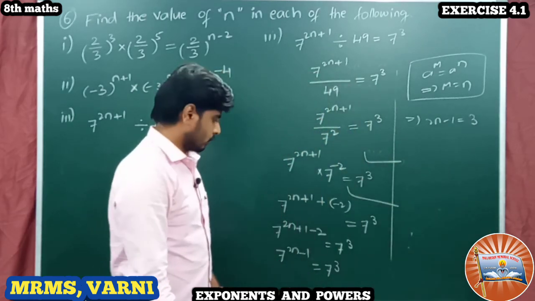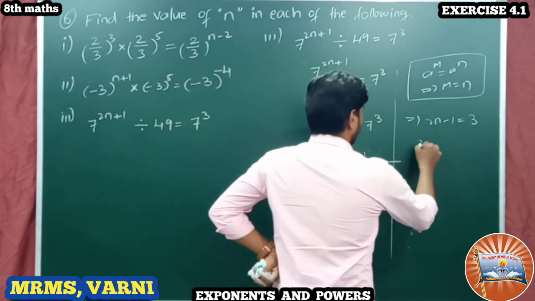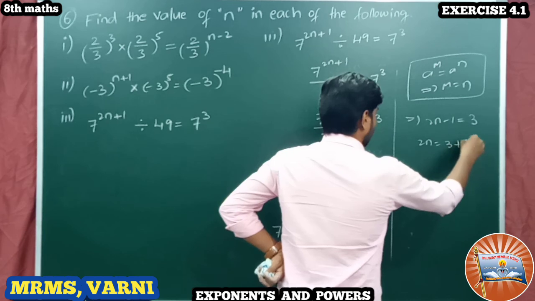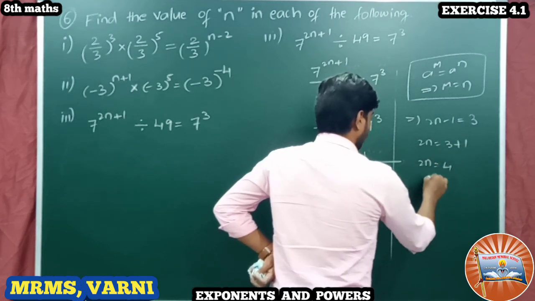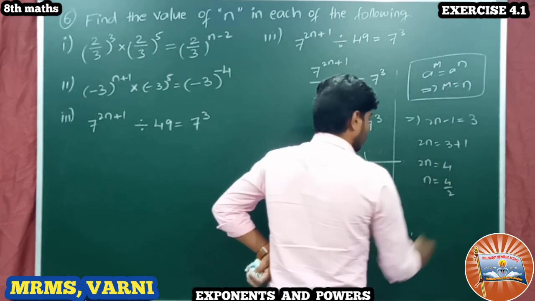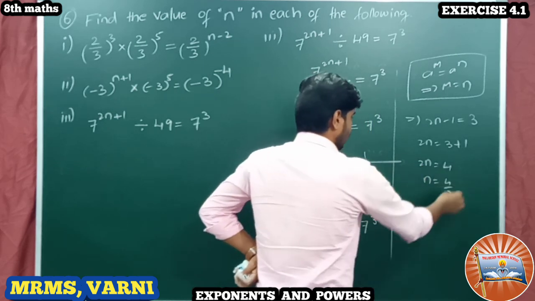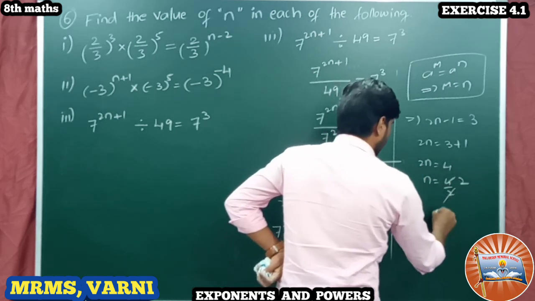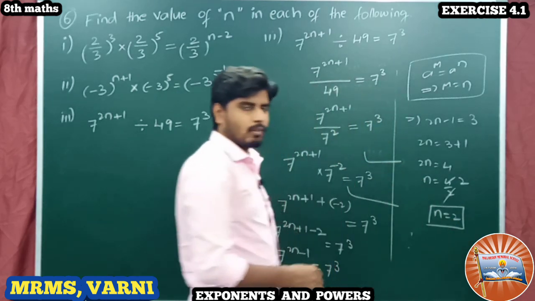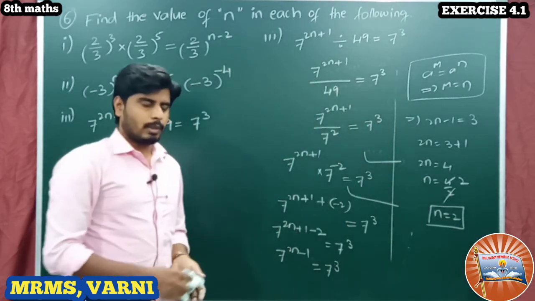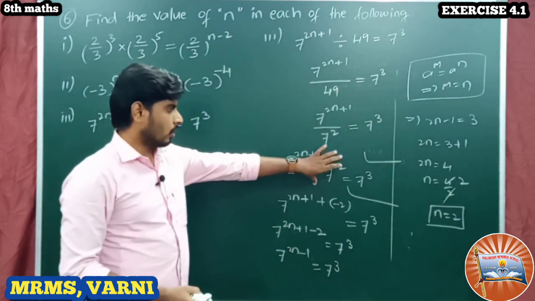Is it clear? So 2n is equal to 3 plus 1, 2n is equal to 4, n equals 4 by 2, this 2 goes to the other side, 2 1s are 2, 2 2s are 4, n equals 2. In both the ways we got n equals 2 only. Remember that. Pause the video and write the notes.